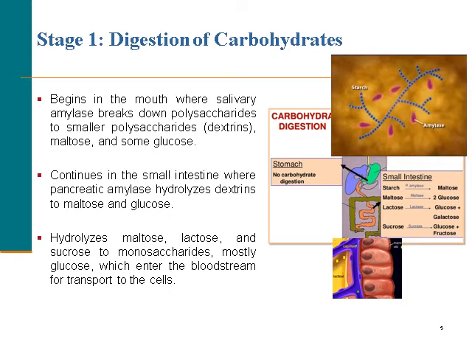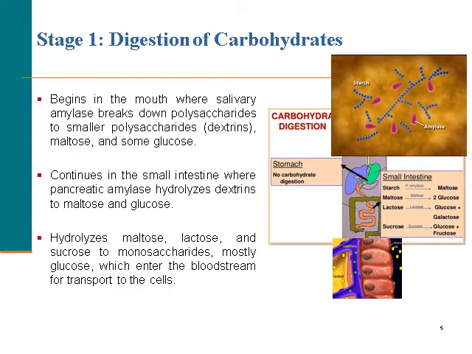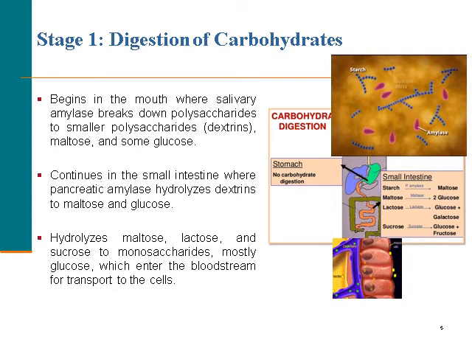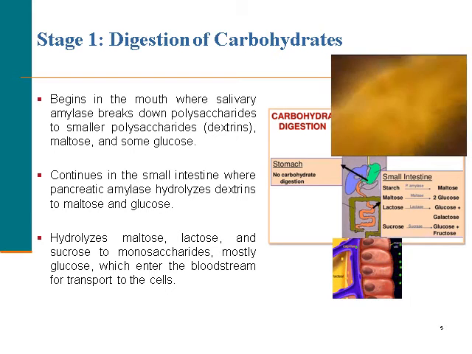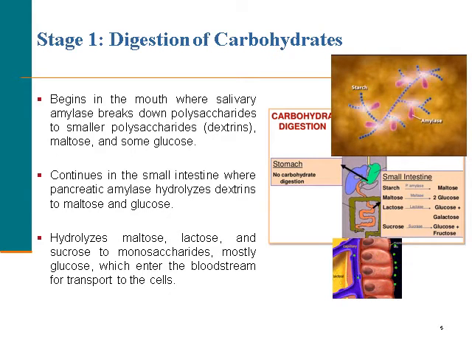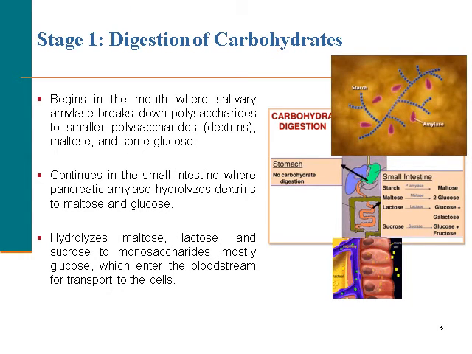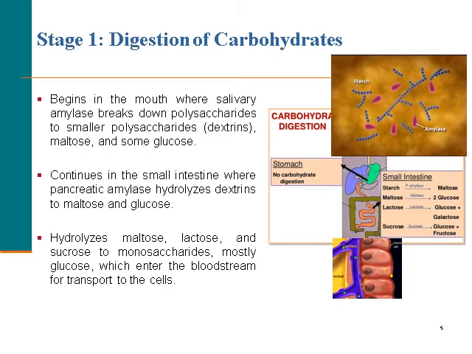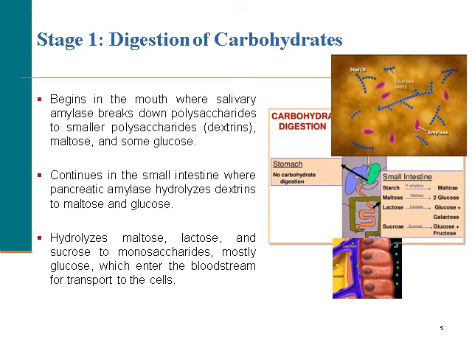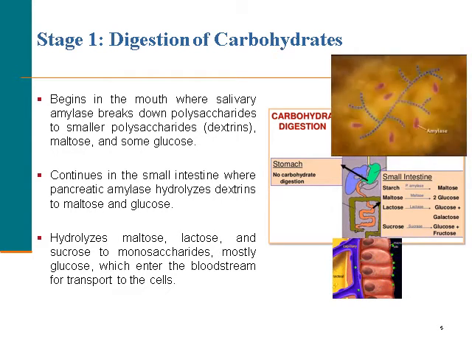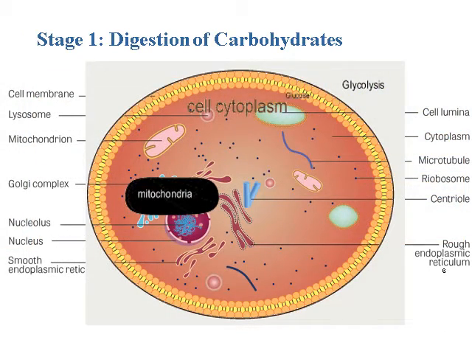In the last stage, maltose, lactose and sucrose are further hydrolyzed into monosaccharides, and these monosaccharides enter into the bloodstream. So now we know that the food is digested in the mouth and enters the blood after the digestion of carbohydrate. Now let's move on to how this produced glucose enters into the cells.